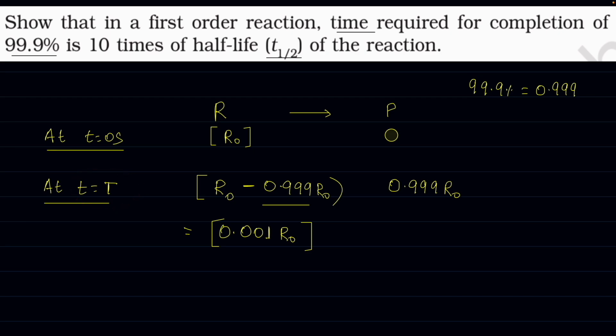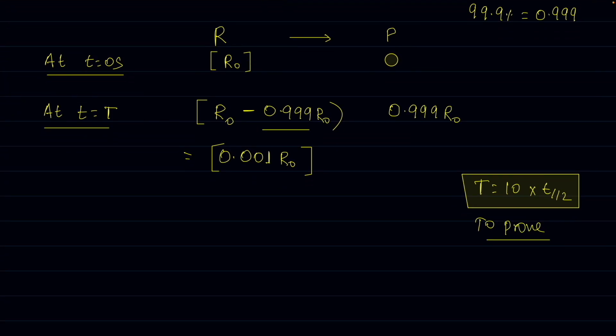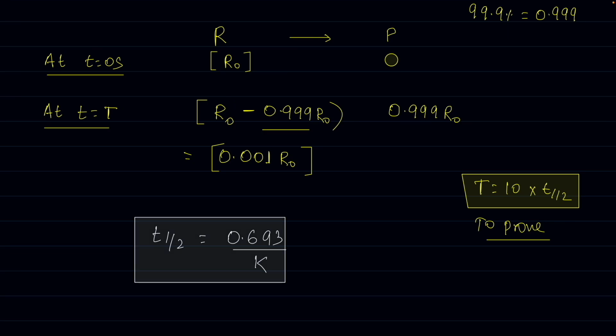So we have to prove the relation that total time T is equal to 10 times the half-life of the reaction. So let's start proving it. To prove it, we need to remember one relation. The half-life for a first order reaction is 0.693 divided by K. This formula is only applied for a first order reaction.